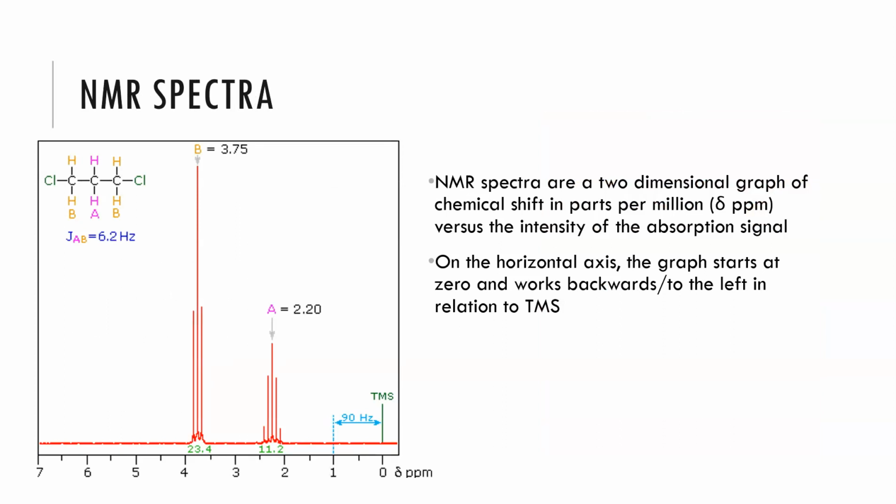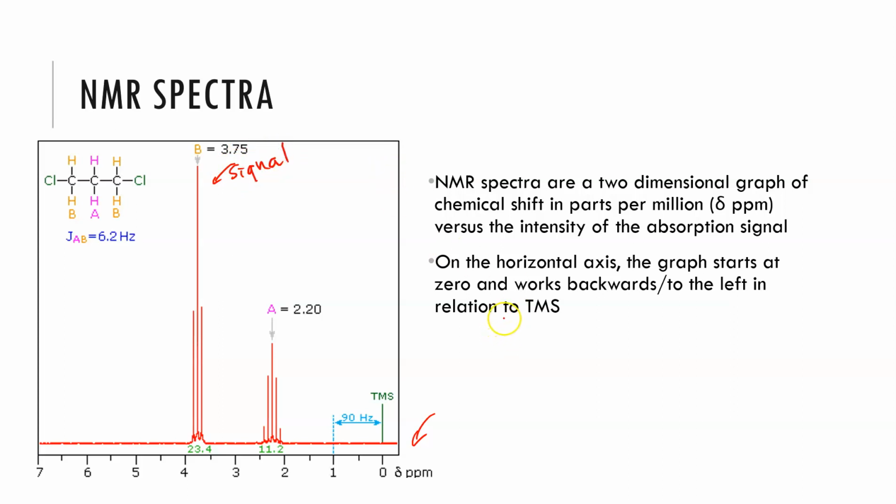So this is what a typical NMR spectrum looks like. It is a two-dimensional graph. The chemical shift is given along the x-axis here in what we call delta ppm, or parts per million, and it's plotted against the intensity of the absorption signal. So this is our signal here that we refer to as a peak.